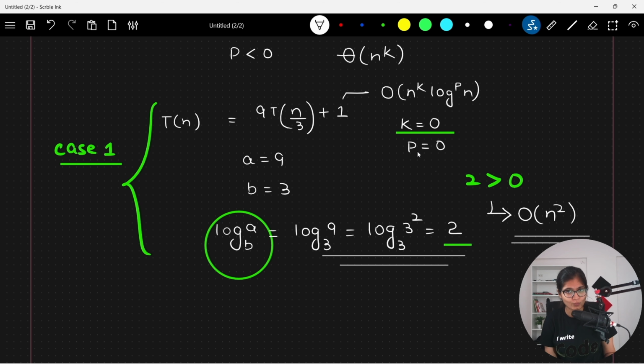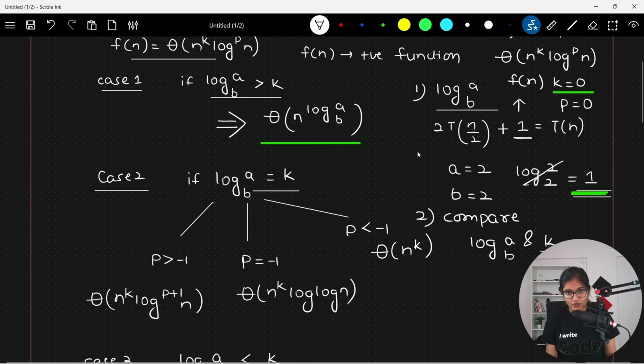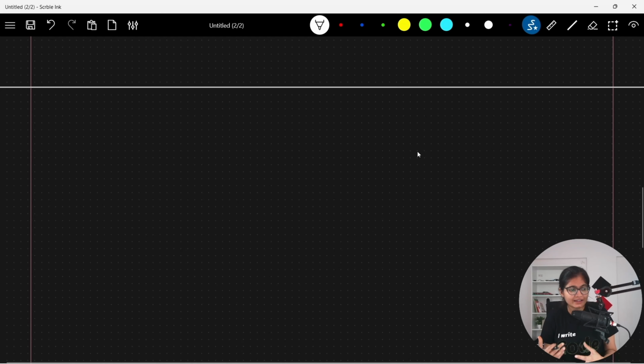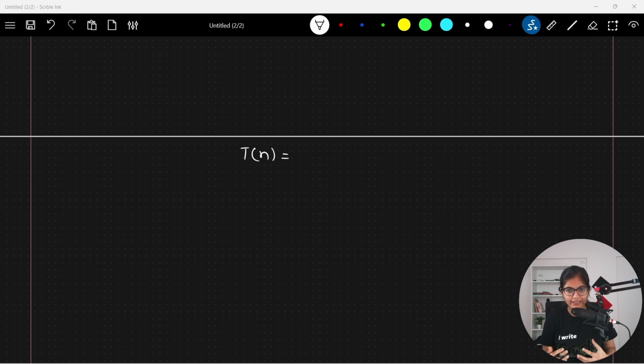At that point of time, what will happen? That's the scenario that we want to discuss now. So here, let me try to take another recurrence relation that I have. For example, here we are having the value of T(n) as 2T(n/2) + n. This is a recurrence relation which is given to us.